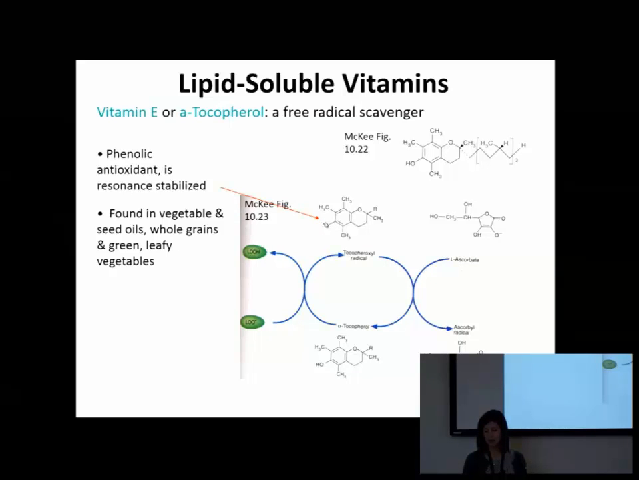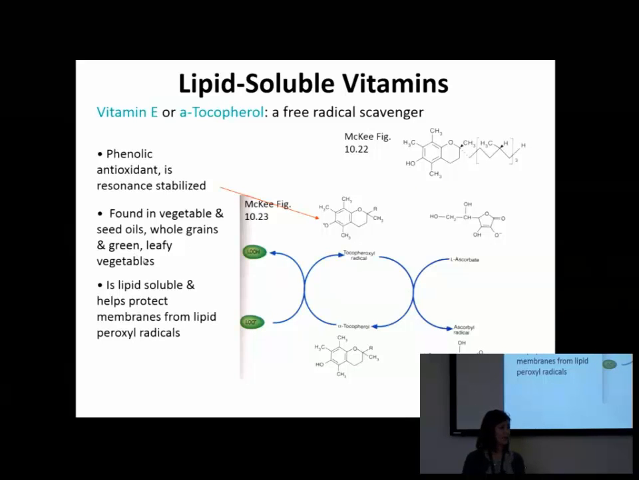So very good. And this is where you're going to eat your green leafy vegetables. Seed oils, I guess it can be found in whole grains. So everything that we're supposed to eat is right here. So then you can get your vitamin E. Very cool.